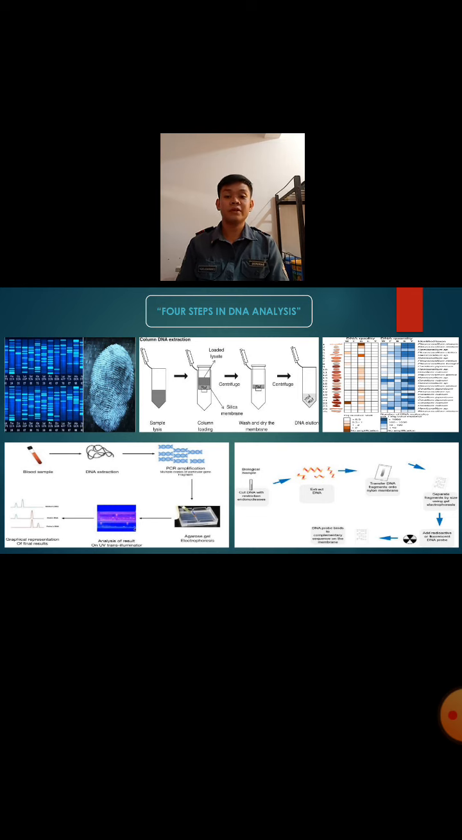And number 3, determination of the genetic types in the DNA, the results from specific regions of the DNA. And number 4, the comparison and interpretation of the test results from the unknown and known samples to determine whether the known individual is not a source of the DNA or is included as a possible source of the DNA.